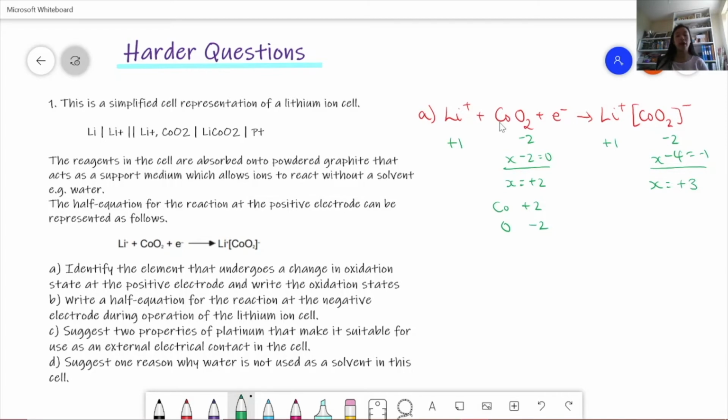So X equals plus 3. And if you can't remember how to work out the oxidation states, then quickly go back to the redox videos. So we have Co is now plus 3 and oxygen is still minus 2. And so which one has been oxidized?